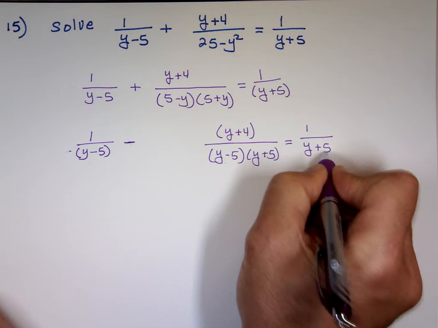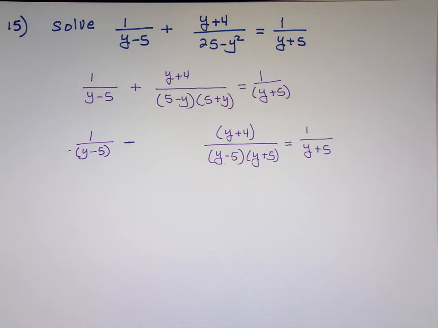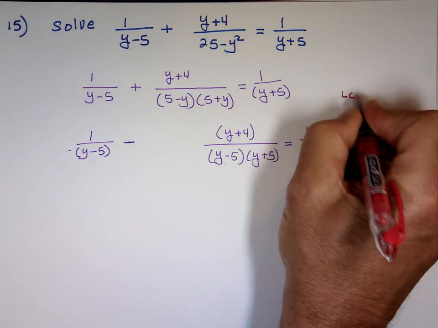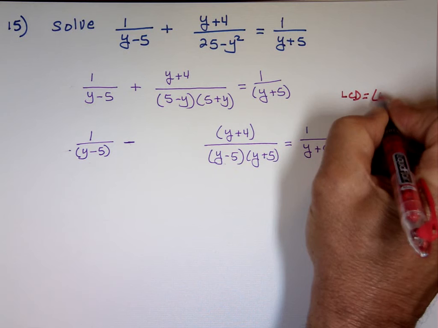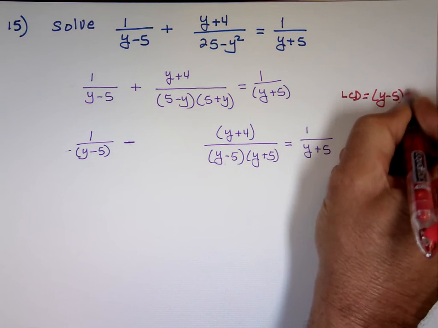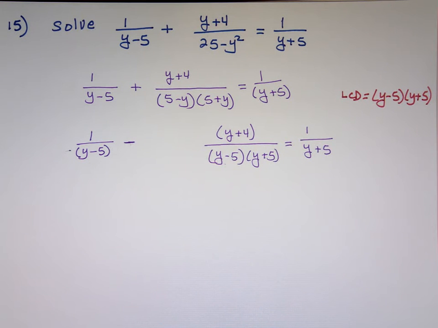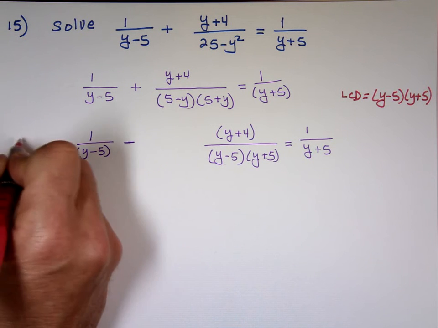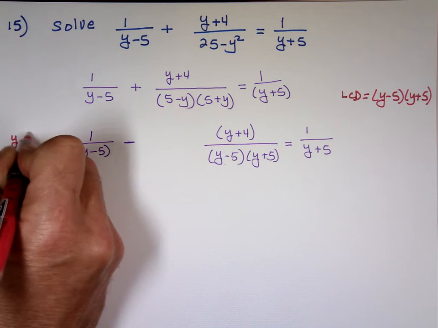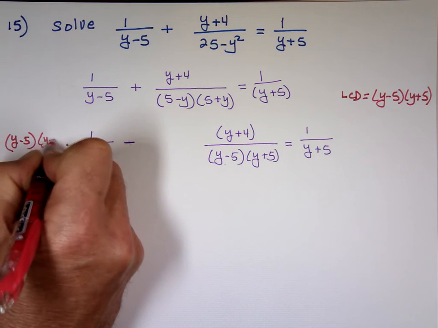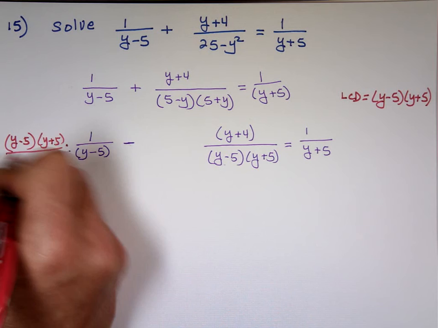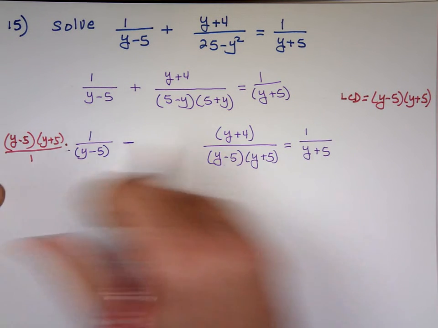Now, if you look at these three fractions, you can see the LCD now. The LCD is the multiplication of all the different factors. So let's multiply every one of these terms by the LCD. Over 1, not over itself, because I'm multiplying the entire equation, this side and that side.